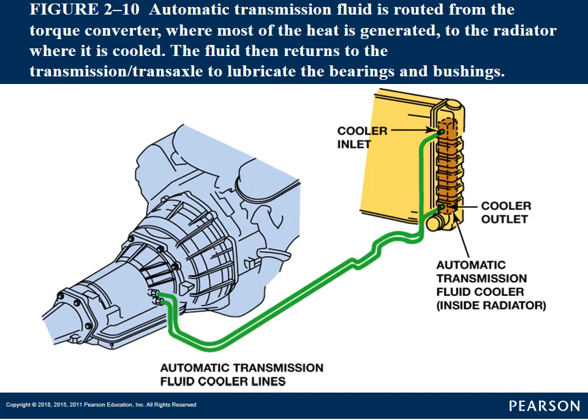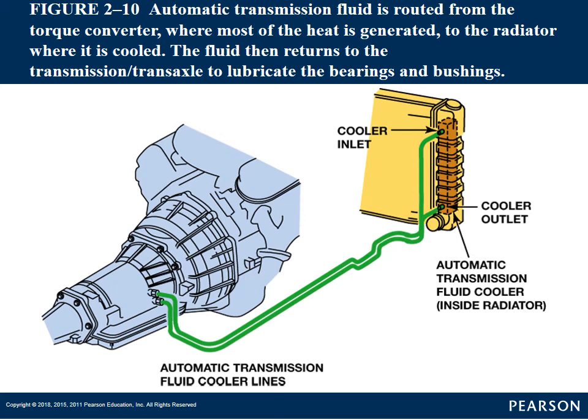Here's a diagram of that. As you can see, it leaves the transmission. It's already gone from the pump into the converter. Out of the converter, it comes into the steel lines. You see the green lines are steel lines. Up into the cooler. Out of the cooler, back to the transmission.